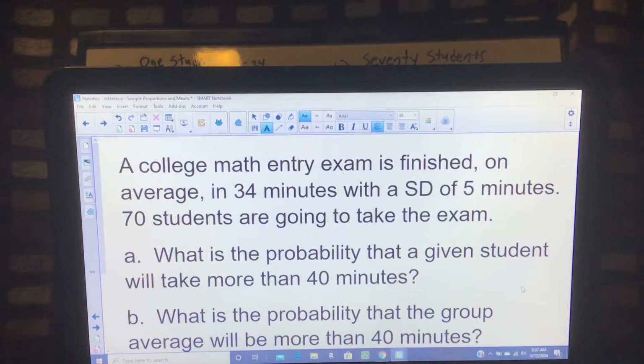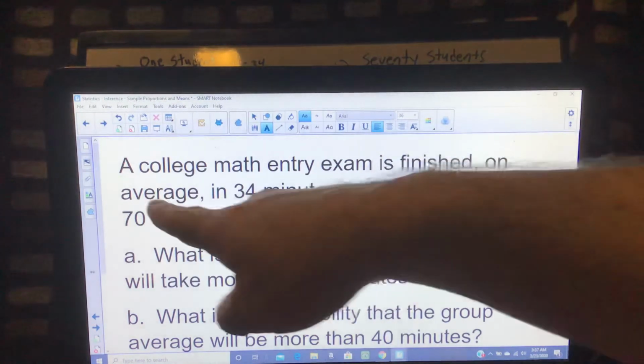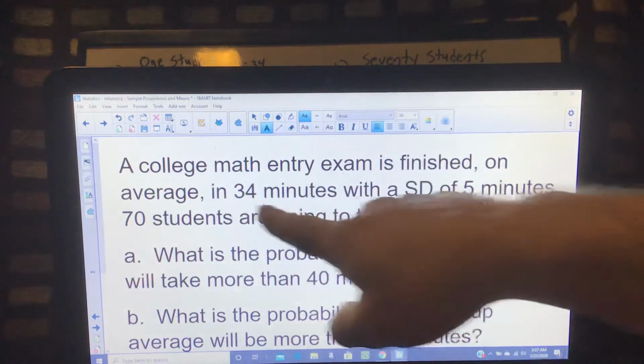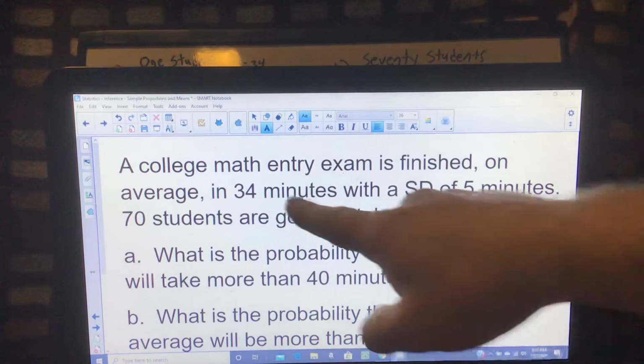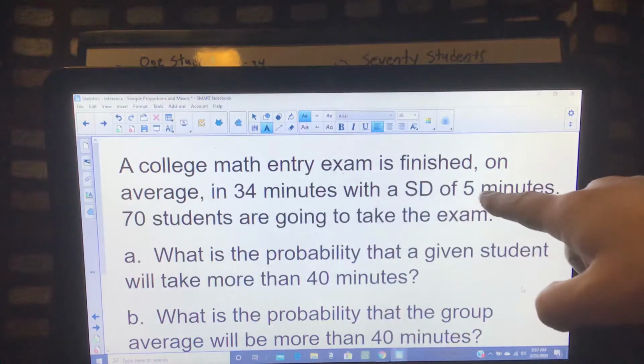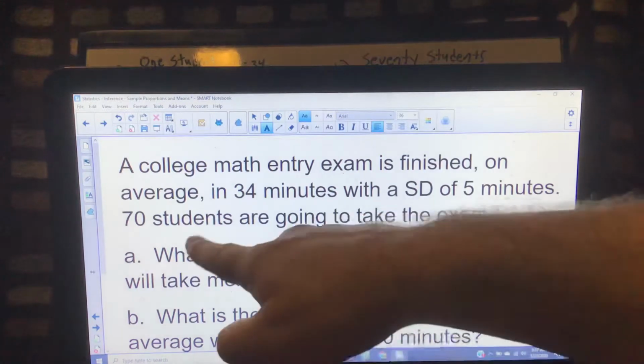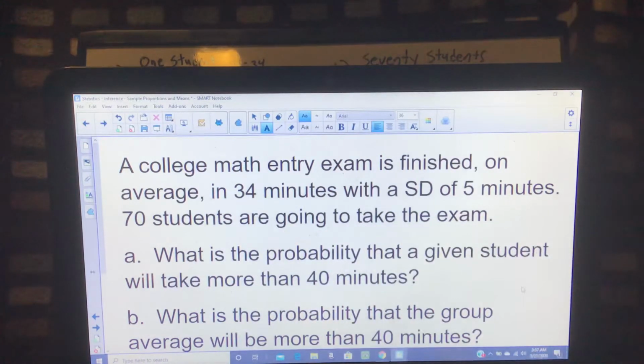Here's an example. There's a college math entry exam, and we know the stats on it. Basically, on average, kids finish this in 34 minutes. So this is for an individual finishing in 34 minutes. The standard deviation for individuals is 5 minutes. Now 70 students are going to take the exam.